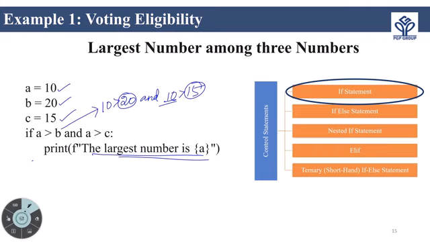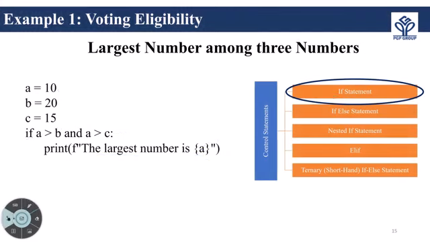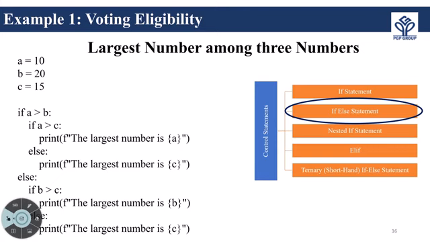Okay. So see, for example, the largest value is A. We are getting an input: A is equal to 50, B is equal to 20, C is equal to 30. Check the condition. 50 greater than 20. Condition is true. So A is selected. And then 50 greater than 30. Condition is true. Same as A is selected. So the largest number is A. We are using only the if statement.